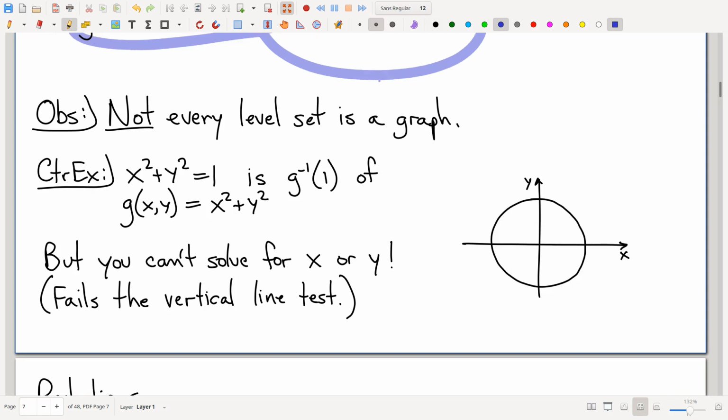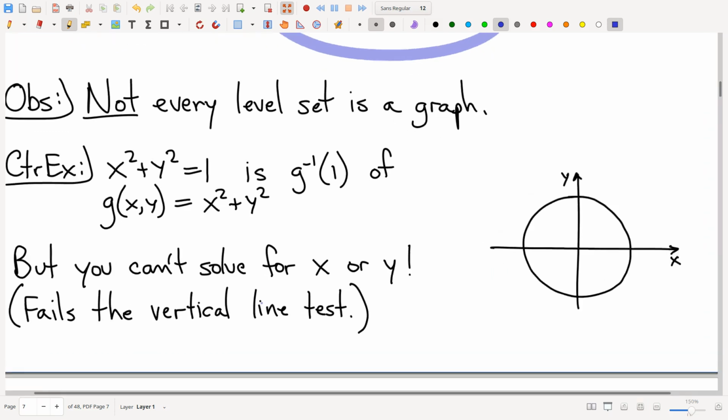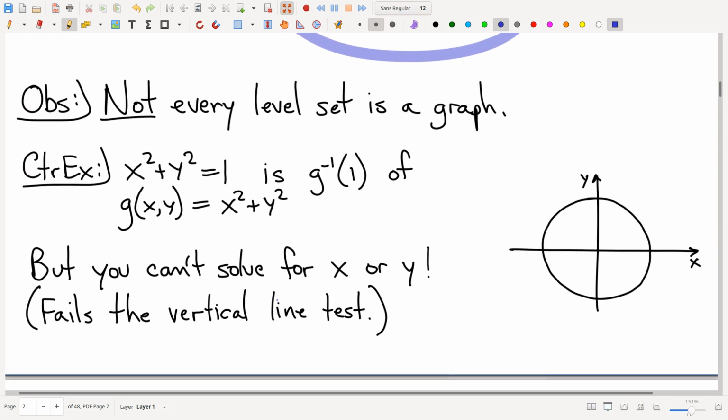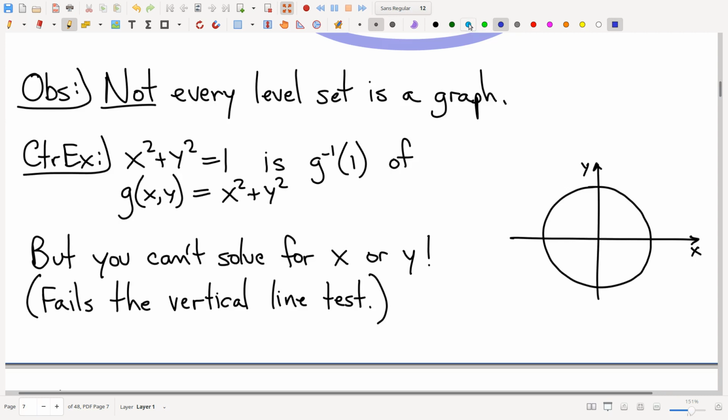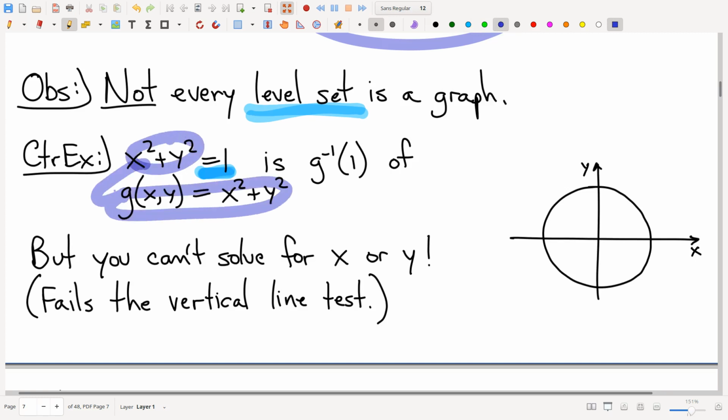And here's an easy counterexample. See if I can get that. Okay, there we go. Yeah, here's a level set. All right, we're looking at a level set here of that function, g. Right? That level set, this equation, in other words, this equation we easily recognize. That's the equation of a circle. There you go. That's the level set.